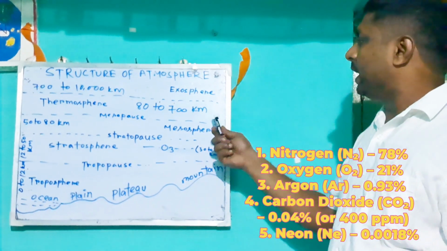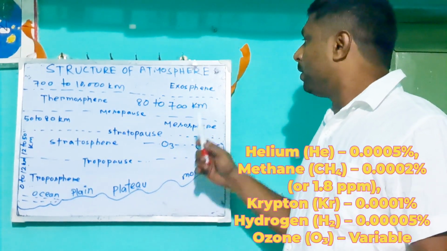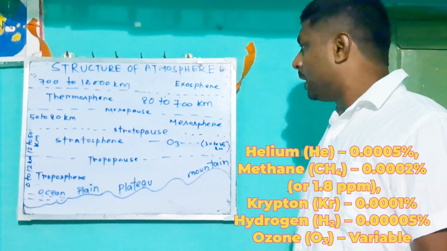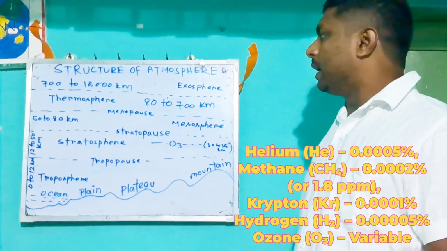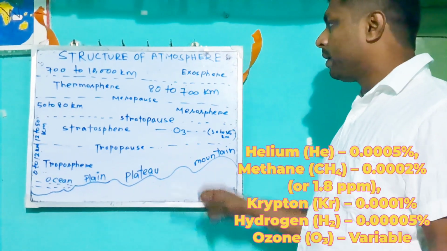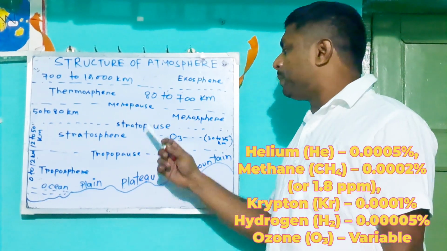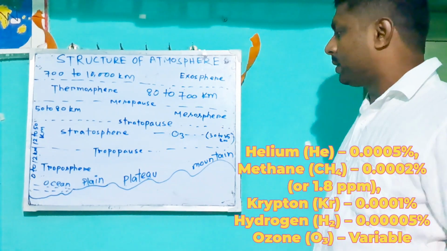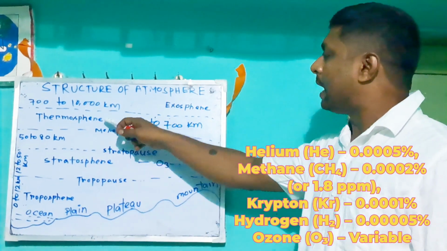After that, the next layer is known as the thermosphere, and this thermosphere extends from 80 to 700 kilometers above the earth's surface approximately. This layer also has the maximum temperature. When we go up in the troposphere, the temperature decreases, but here the temperature increases. That is the difference between the troposphere and the thermosphere.